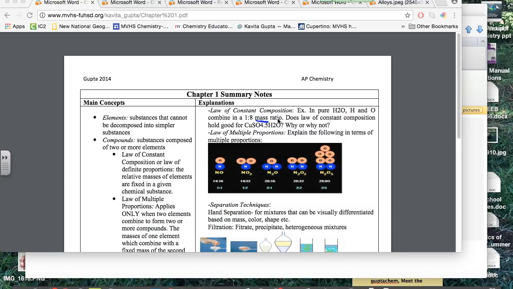And remember where we use it? You can use it to justify whether these compounds are pure compounds or not, by looking at their mass ratio.